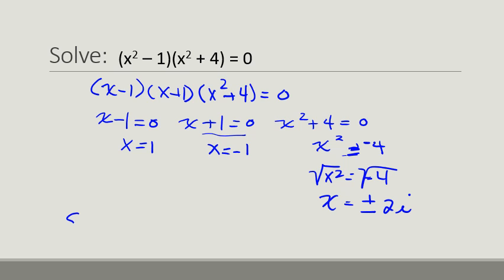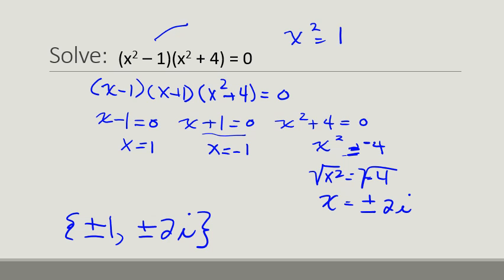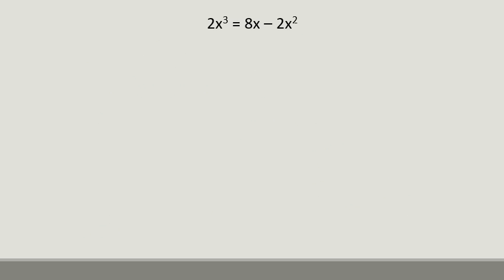So my solution set for this is going to be, we can write this as plus or minus 1, or positive or negative 1, and positive or negative 2i. Now we could have, from this form, set this equal to 0 and taken the square root of 1. Just remember, you've got both roots. A lot of people forget that second root.